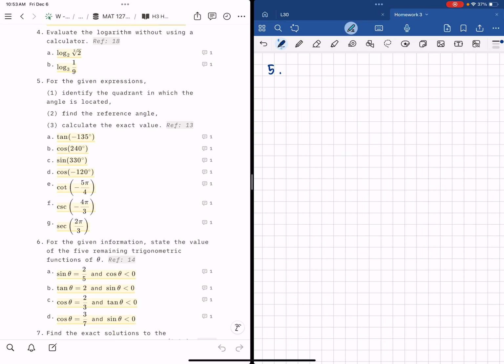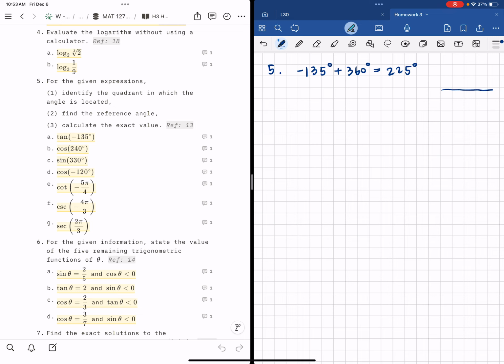Part A is tangent of negative 135. So first of all, the value is negative. In order to identify which quadrant it is, it's probably better that you convert it to an angle that's between 0 degrees and 360 degrees. So I'm going to do a coterminal angle of negative 135 by adding 360. And this will give you 225.